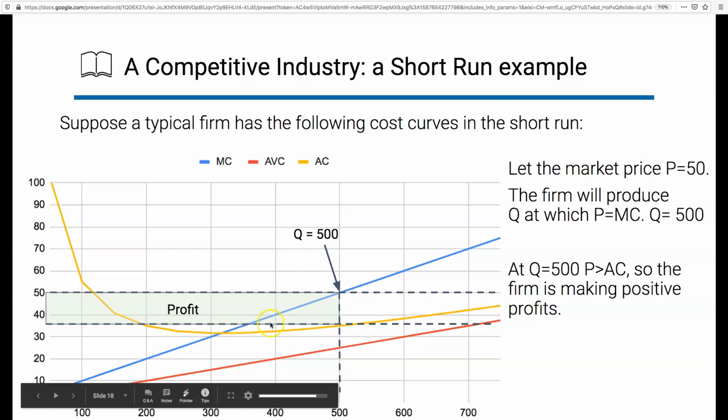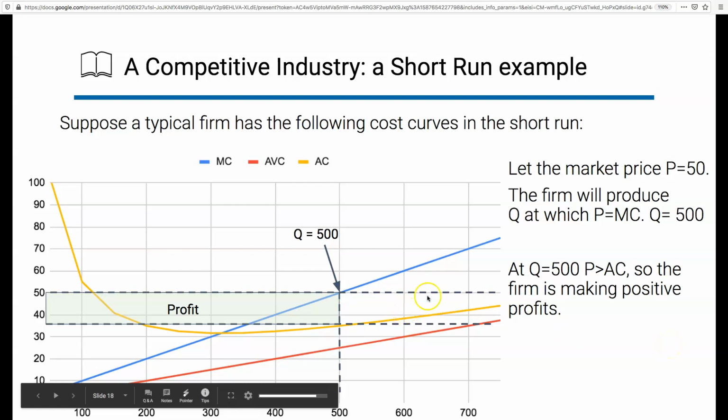So in this story, in the short run, a price-taking firm is making positive profits because it's producing at the level at which the price is higher than the average cost of production.